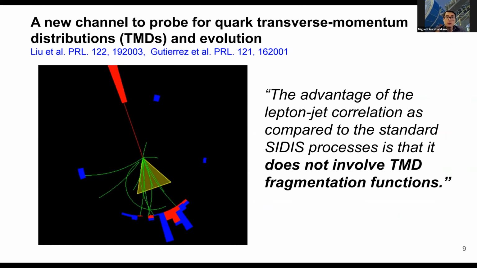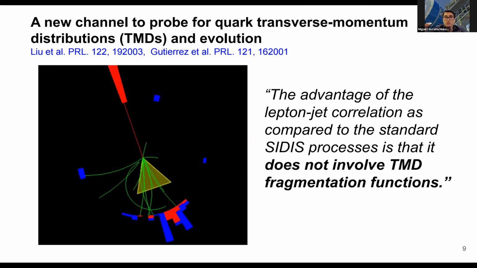So this was work by Liu et al. and independently Gutierrez et al. The two papers are actually different. They use different assumptions and arrive at different factorization formulas and so on. But the principle is that in both cases, you would want to use this channel to constrain the quark TMDs. And the key advantage, and this is a quote from one of the papers, is that when you do this by measuring jets, you actually don't involve the fragmentation functions in the theory calculation.